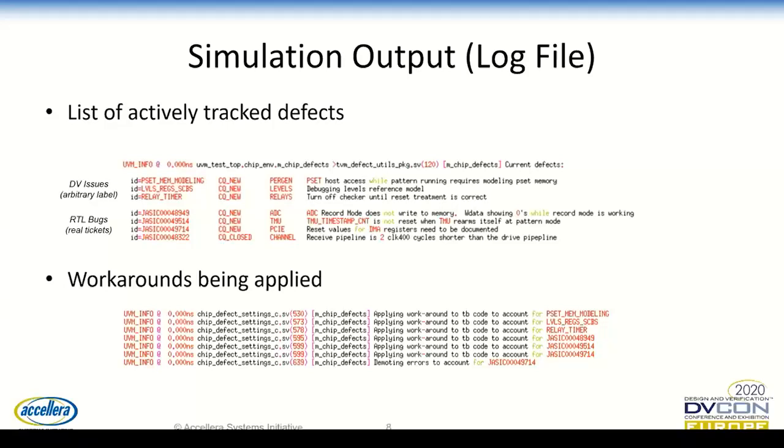But we have that for the test bench too. The ones at the top are the DV issues, like pset, memory modeling, LDLS reg, relay timer. These are test bench issues. Again, we do some workarounds for the test bench to be able to progress further. But at least all the workarounds are listed here in one place. You can see them in the log file, and you can get different levels of verbosity of the workaround. This is just an example here, workarounds being applied, listed with the UVM info.